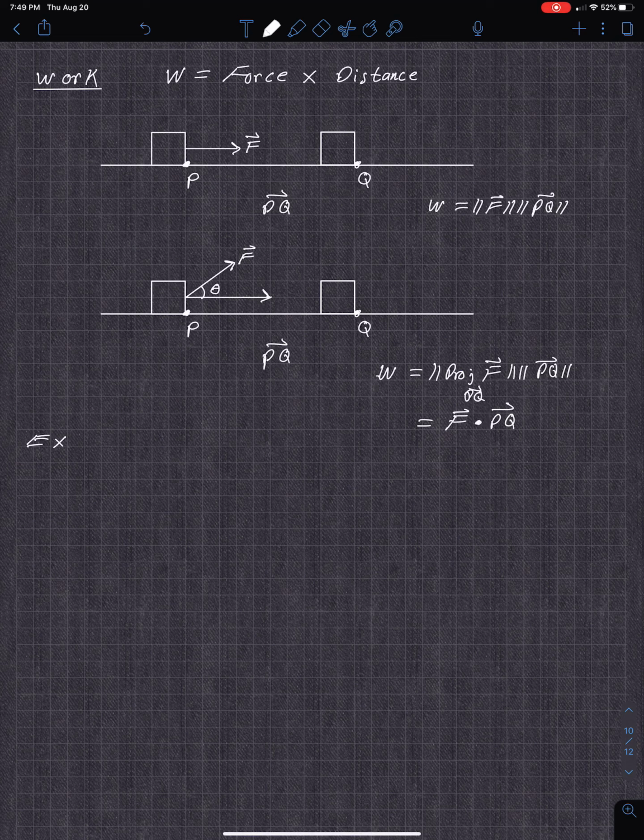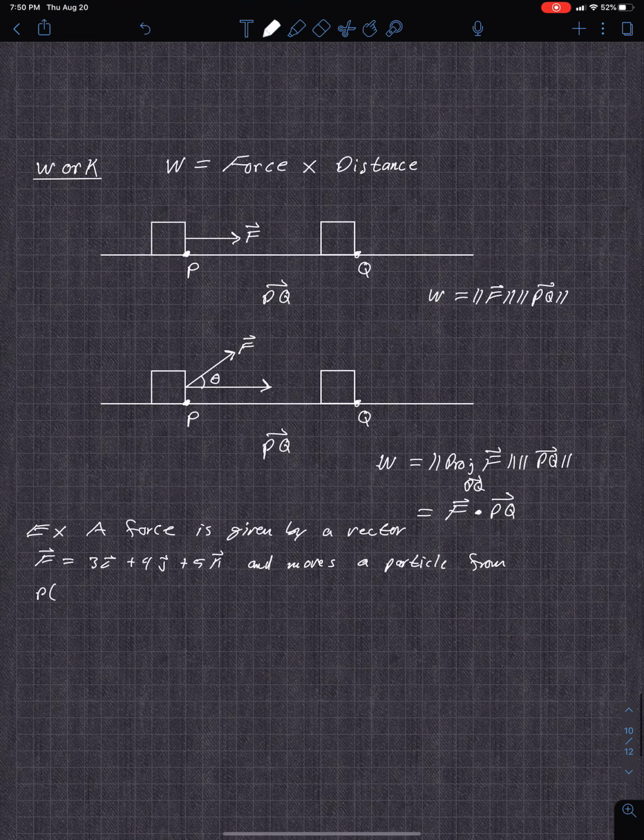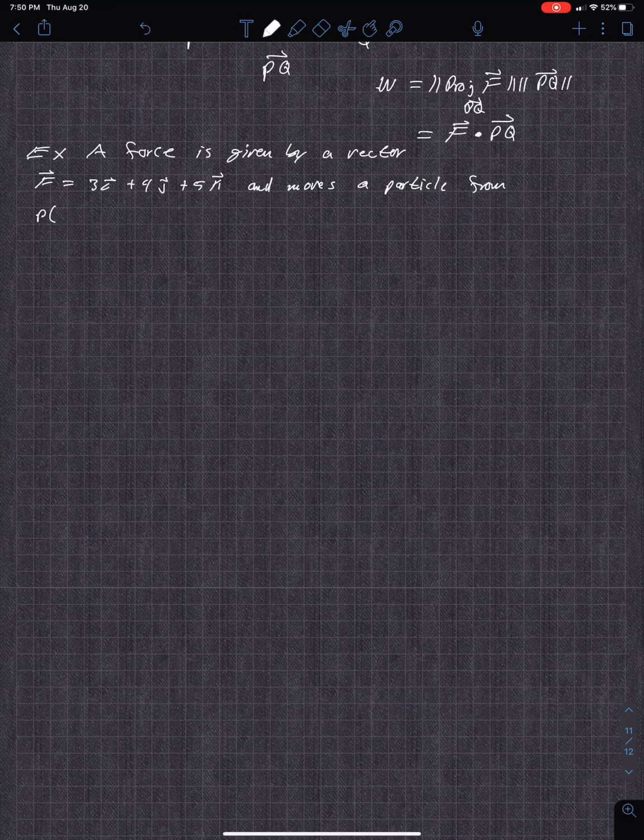So let's look at an example where you would apply that. A force is given by a vector, and this vector is just F equal to 3i plus 4j plus 5k, and moves a particle from a point, from P, we'll call the point, what I have here, 2, 1, 0, to Q, which is 4, 6, 2. Find the work done.